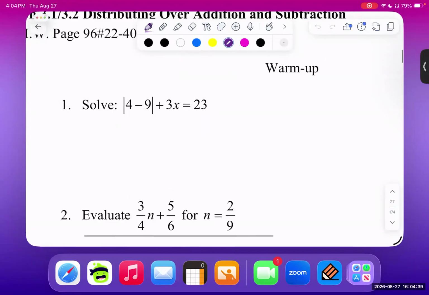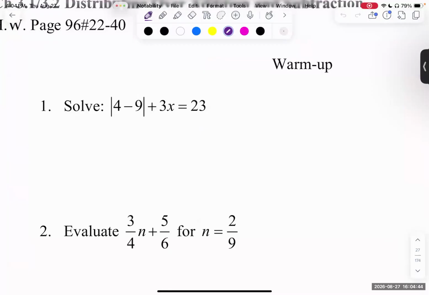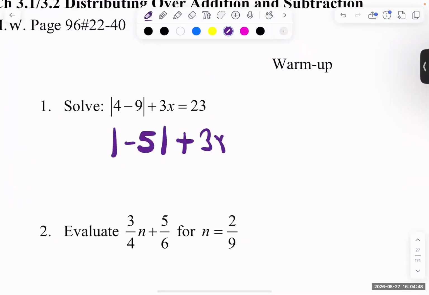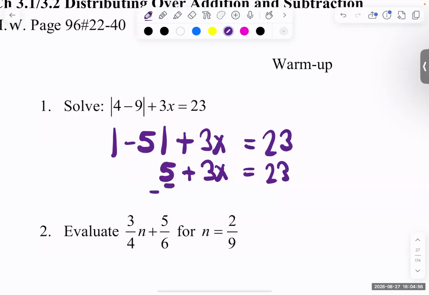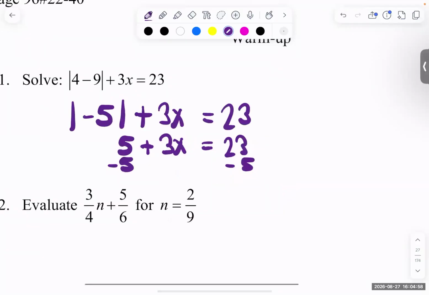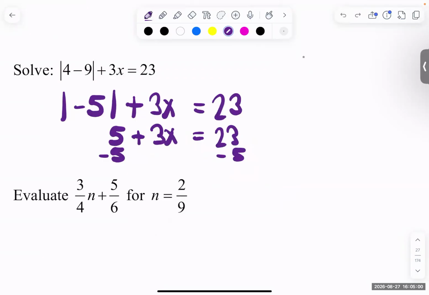First thing that's going to happen here is I'm going to evaluate this. So evaluate that absolute value. The absolute value of -5 is 5. I'll go ahead and subtract that, and I'll get 2x is equal to 18. x is going to be 6.